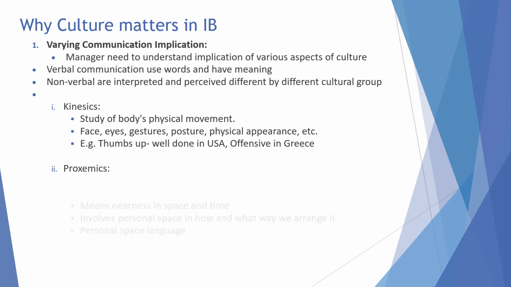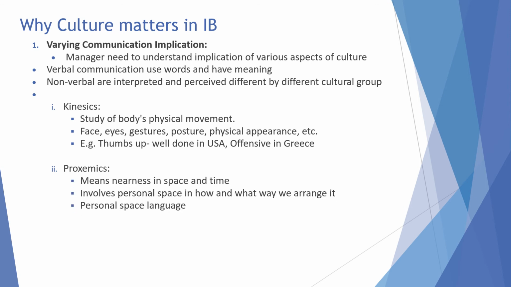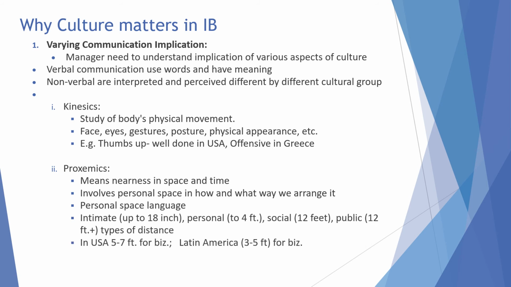Next is proxemics. It means nearness in space and time. It involves personal space and how we arrange it. It is estimated that personal space language is up to 18 inches for intimate, up to 4 feet for personal, up to 12 feet for social, and 12 feet and plus for public. In the USA, 5 to 7 feet for business is considered good, but in Latin America, it is 3 to 5 feet for business.